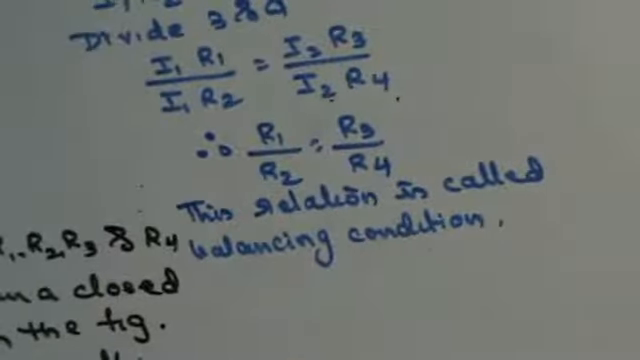Fine. So, if I know the value of 3 resistors, using the balancing condition, I can find out the value of the 4th resistor. Right? Do we get this thing clear? Next, let's see a couple of numericals on Wheatstone network.